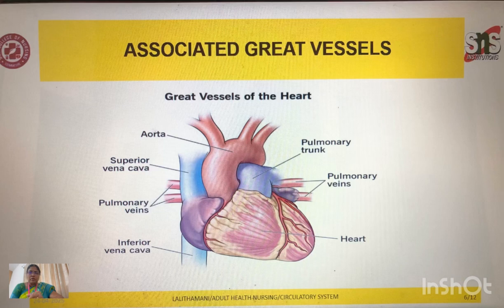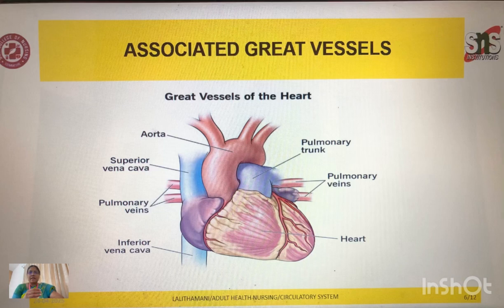We have two vessels which are taking the deoxygenated blood or impure blood from the entire body, that is the superior vena cava and inferior vena cava. So we can divide the body into above the level of the heart and below the level of the heart. So when we talk about above the level of the heart, the impure blood will be collected by the superior vena cava. When we talk about the structures which are below the heart level, then this is being carried out by the inferior vena cava.